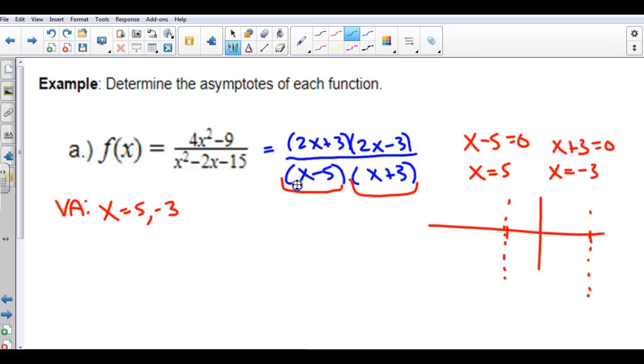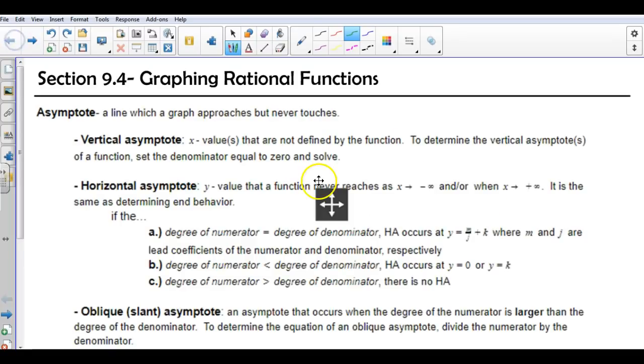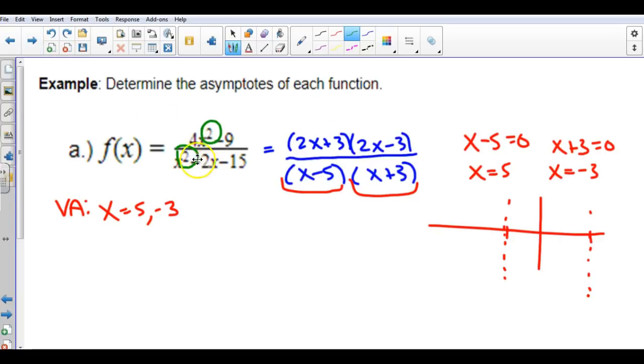Then the next thing that you analyze is the degree of your numerator. The highest power is 2. The degree of your denominator has a highest power of 2. Since your degrees are the same, there is a little formula that I put on the slide before this, which says if your degrees are the same, your horizontal asymptote occurs at y equals m over j plus k. We're going to look at m and j, which are what I'm deciding to call the coefficients of the x squared on the numerator and the denominator.